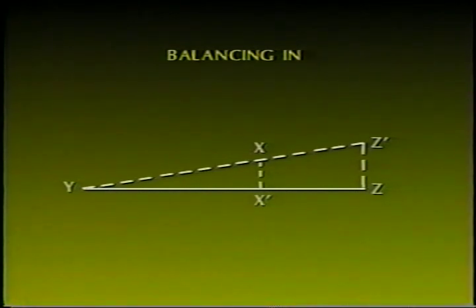Both points Y and Z can be seen from X. Trial point X prime is located as close to the line as possible, and the instrument is set up over it. Point Y is then sighted and the telescope is plunged. If the line of sight does not pass through point Z, then the instrument is moved a distance of X prime X, estimated from the proportional distance Z prime Z. The procedure is repeated until the instrument is located correctly. The final adjustment is usually done by moving the instrument on the tripod head a small amount.